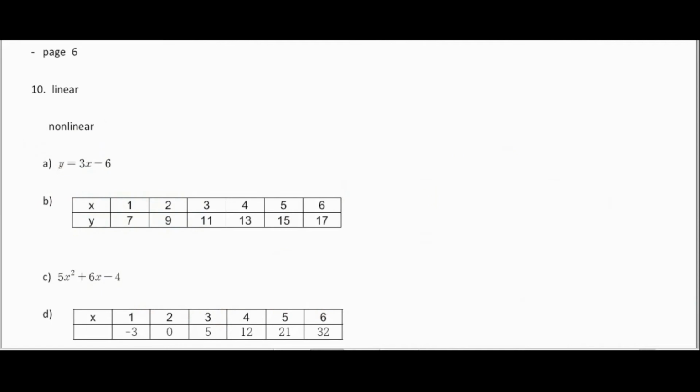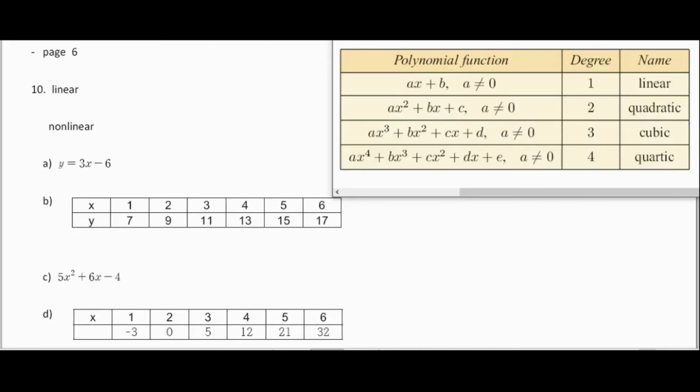This is question 10. This question asks whether A, B, C, D are linear or non-linear. Linear means the degree is 1, and right here is a picture about it. Linear is in the form of ax plus b, so the x is linear. Its degree is 1. When the degree is 2, we call it quadratic, and it's in the form of ax squared plus bx plus c.